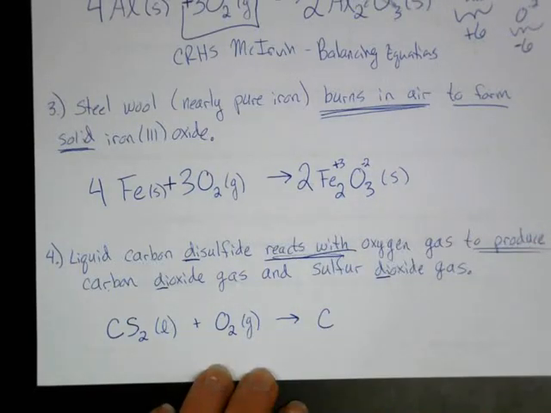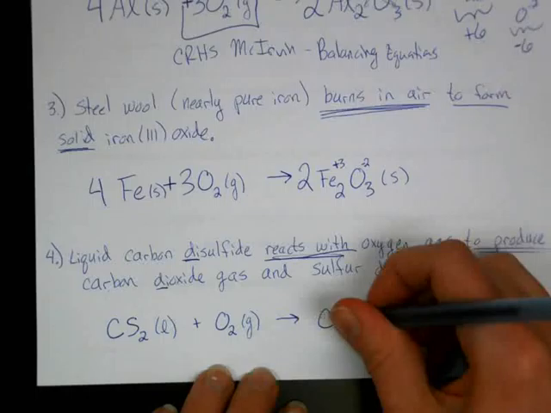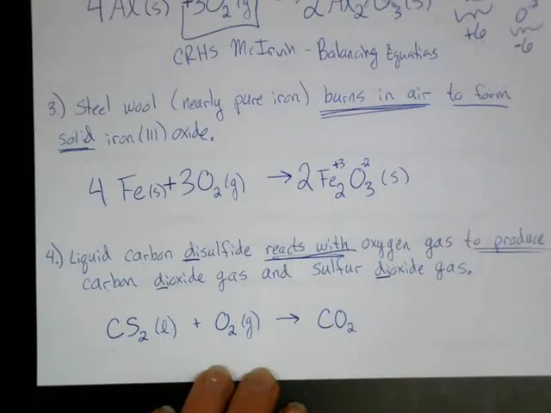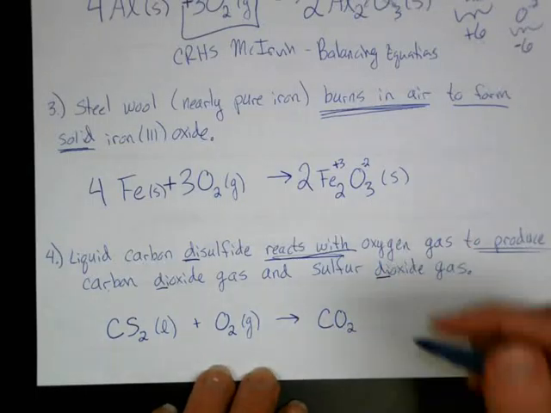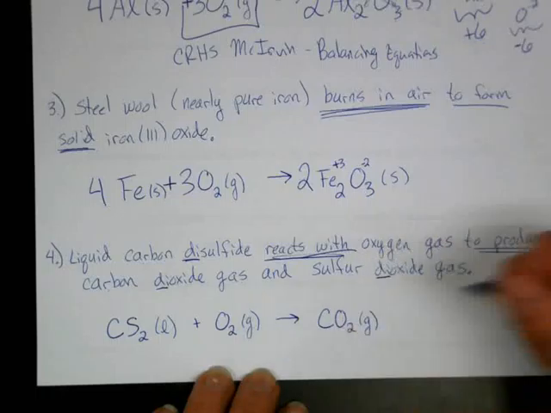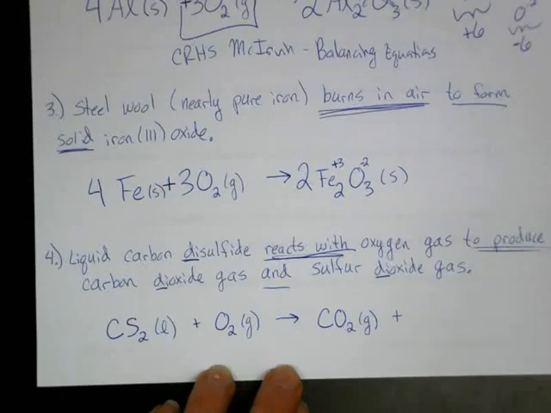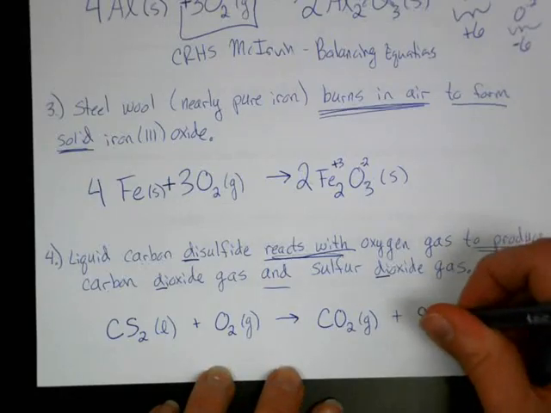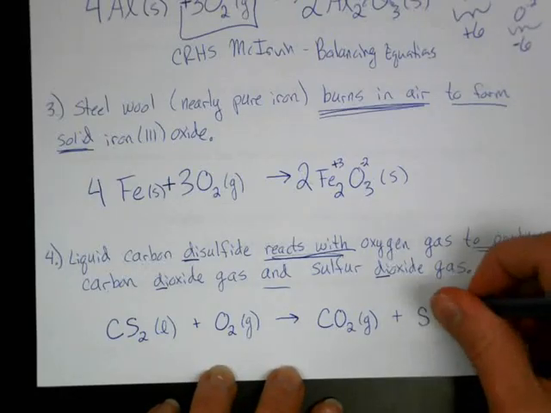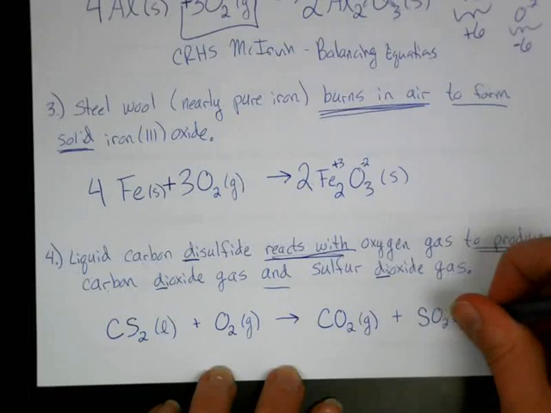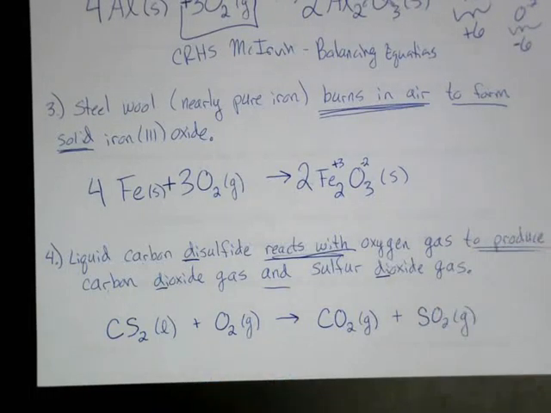Carbon dioxide gas. So again, carbon doesn't have a prefix. There's just one of them. Dioxide means that we have 2 oxygens. So I'm going to write it as CO2. That was a gas. And also forming is sulfur dioxide. So I have sulfur, just the one. Dioxide is O2. Again, that's a gas.